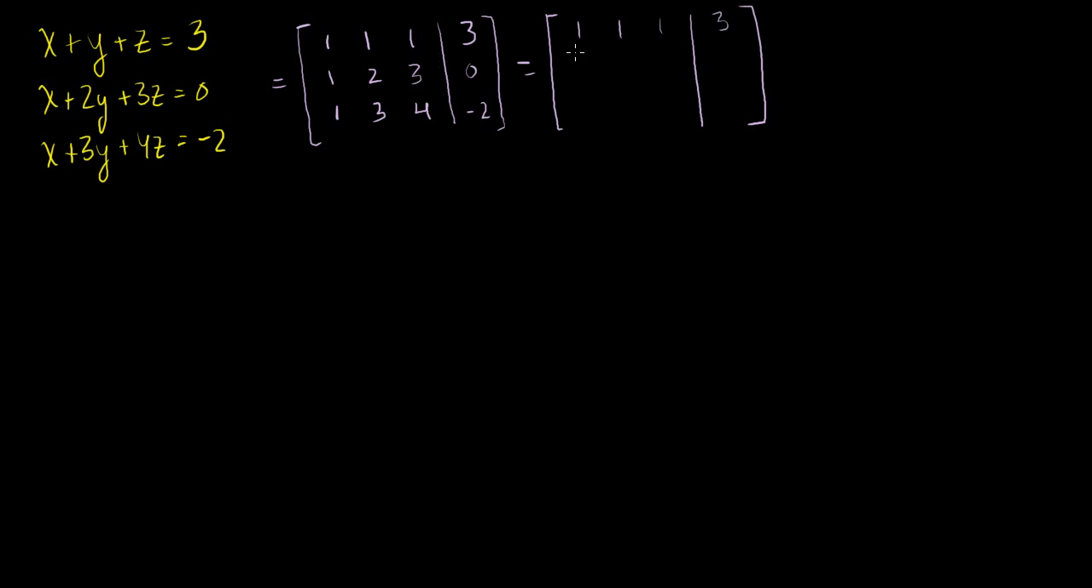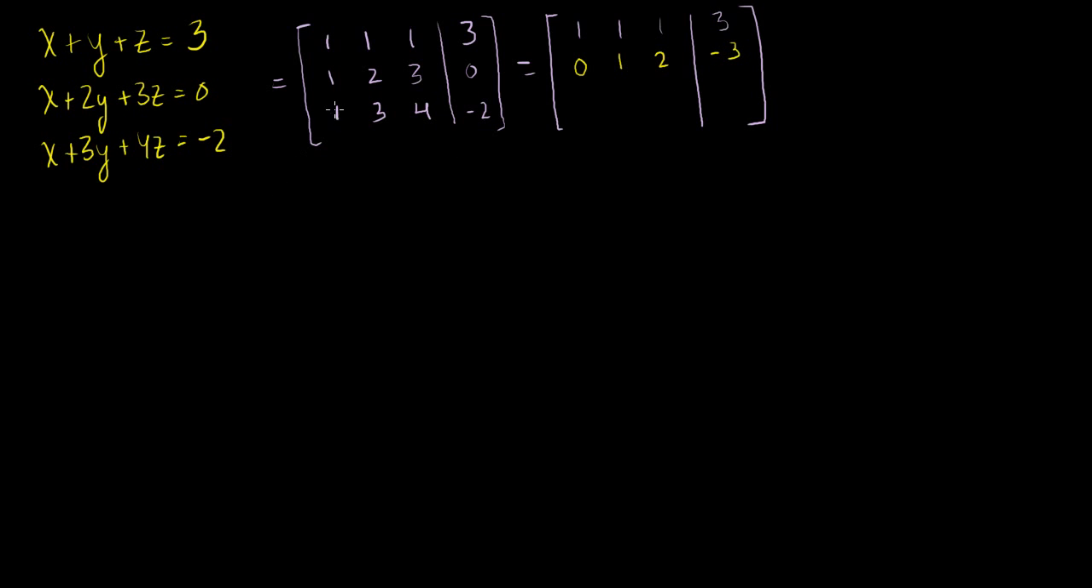Now, to zero this out, let me just replace the second row with the first row minus the second row. So 1 minus 1 is 0. 1 minus 2 is... actually, a better thing to do, because I eventually want this to be a 1 anyway, let me replace this row with the second row minus the first row, instead of the first row minus the second row. I can do it either way. So the second row minus the first row. 1 minus 1 is 0. 2 minus 1 is 1. 3 minus 1 is 2. And then 0 minus 3 is minus 3.